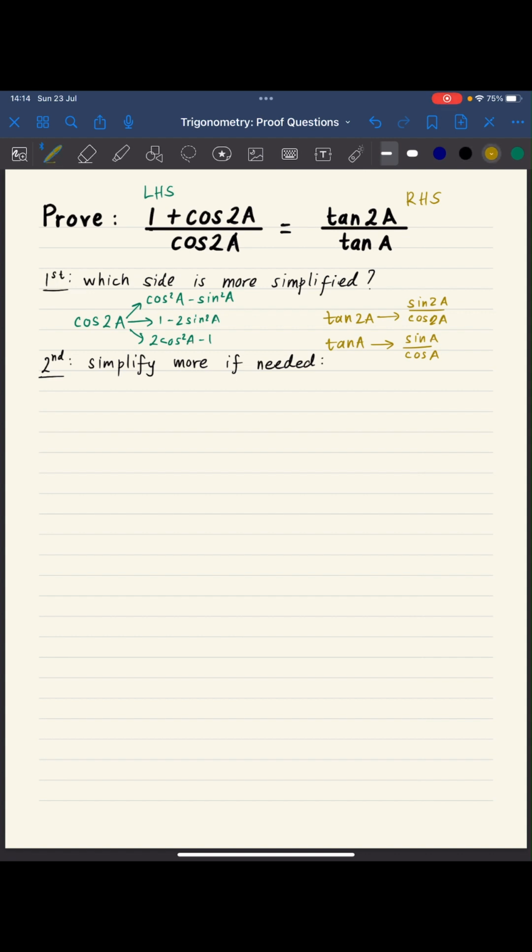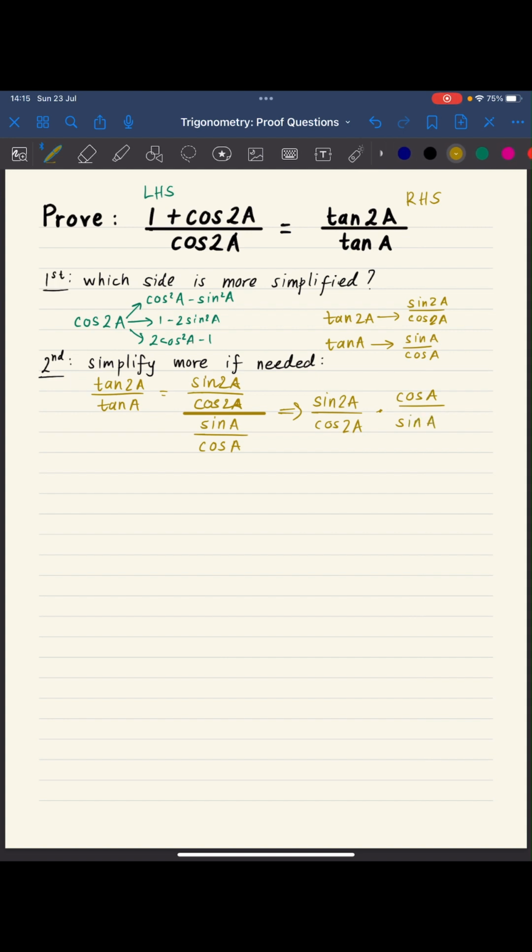So the right hand side, as I was saying, tan 2a over tan a can open up as sine 2a over cos 2a, all over sine a over cos a. So you can open it up like this, and obviously when we bring it back around, we're going to have to multiply. What I mean by that is, it's going to be sine 2a over cos 2a multiplied by cos a over sine a.